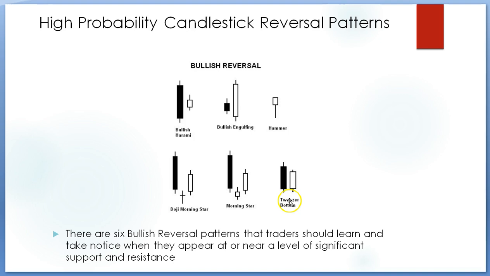Then there's a tweezer bottom where we have 2 candles side by side at support and resistance. This bearish candle is followed by a similar size candle. They can have the same wick, or they could be flat bottoms with no wick, but it shows that the bulls are gaining control. And we'll show some examples of these candles in the next videos.